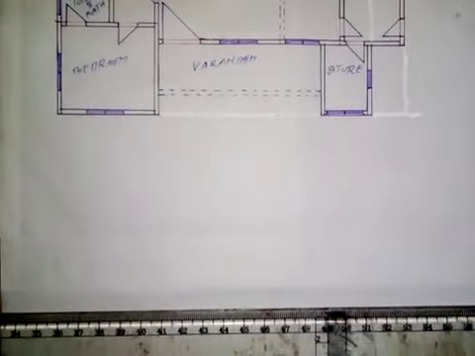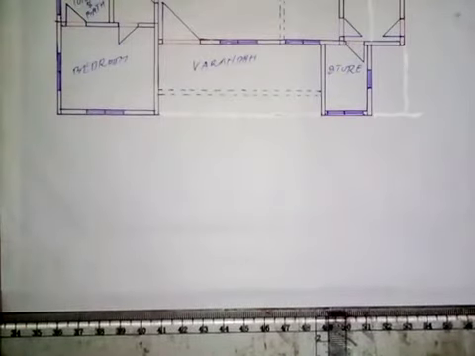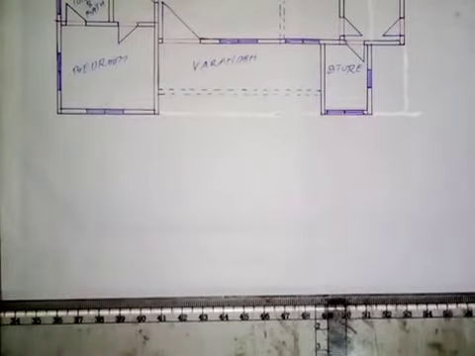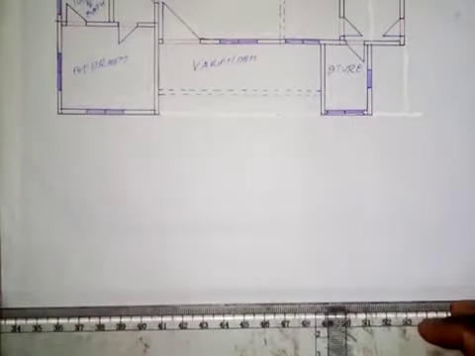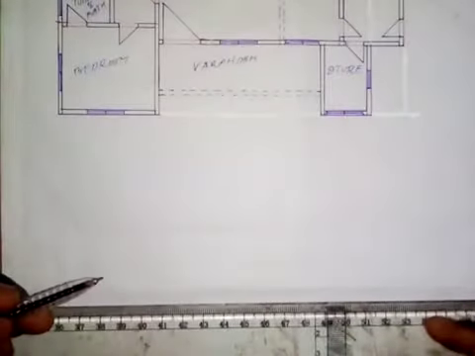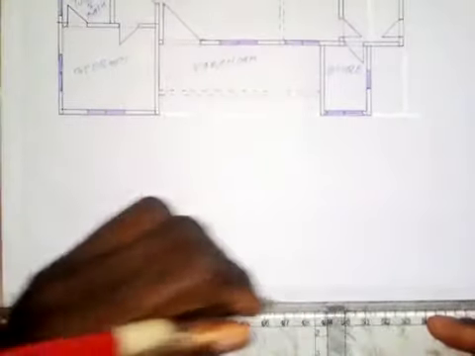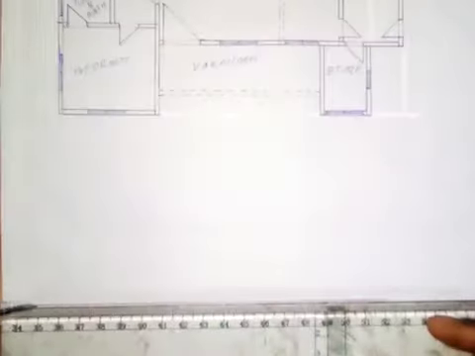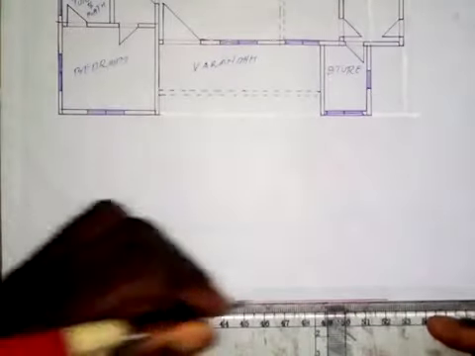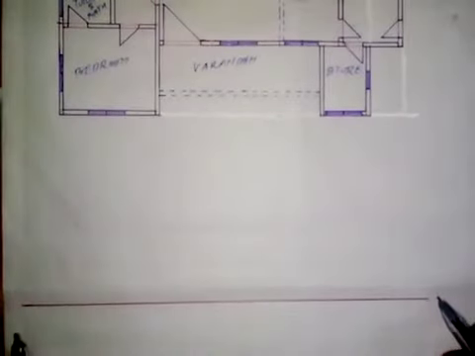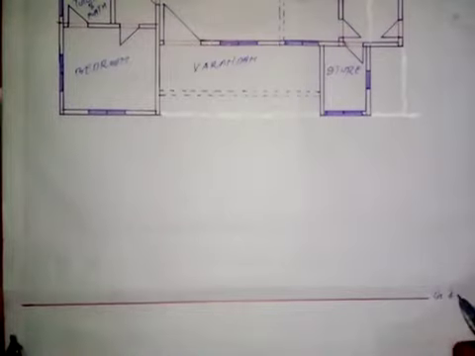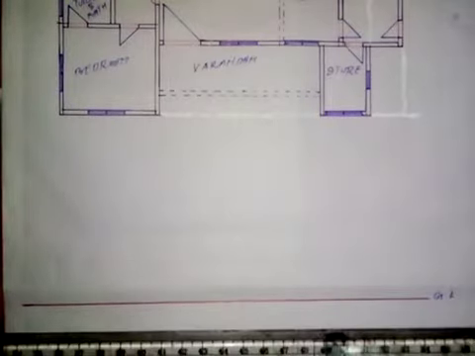So the first thing that you need to do here is to draw a horizontal line as the ground level line. So draw a horizontal line like this. This line represents the ground level. The ground level is represented with GL, as I've written it there.